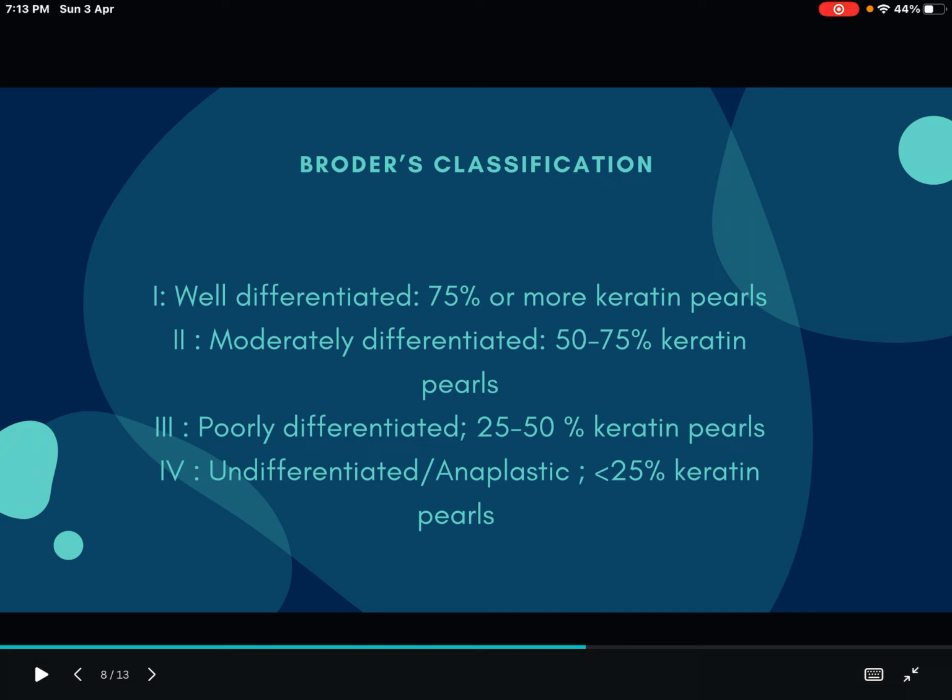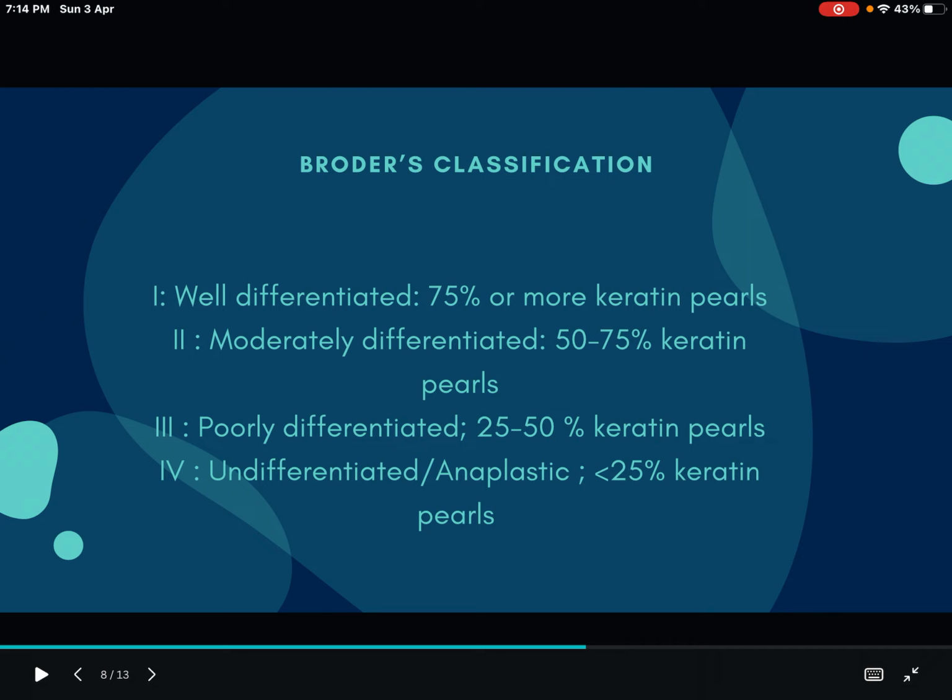Coming to one more classification for squamous cell carcinoma, that is Broder's classification. There are 1, 2, 3 and 4. The first stage is well differentiated and 75% or more keratin pearls are there. The second stage is moderately differentiated. Third is poorly differentiated and fourth is undifferentiated or anaplastic.